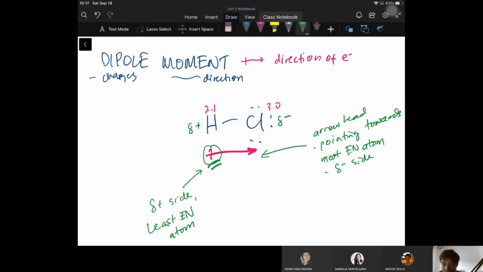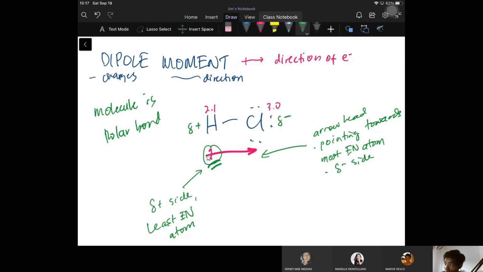Nagkakaroon nito if our molecule is polar. Polar in bond, no? May polar covalent bond siya. So, yan yung dipole moment that tells us about the direction of the electrons, whether it's going to that atom or not. So, makita natin na ito yung direction ng electron from the positive side to the negative side, no?